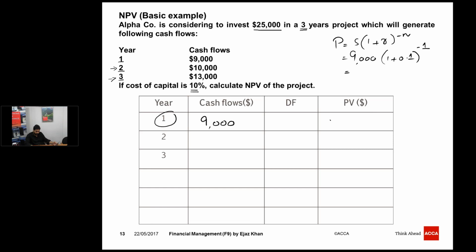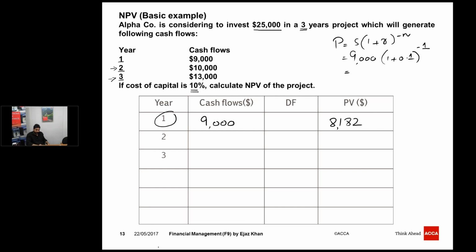It's 8182. So the present value of the $9,000 is $8182. That is, if we are just going to receive $9,000 after year 1 and we need a 10% return, we will invest a maximum of $8182 against the $9,000, which we are supposed to receive after year 1.